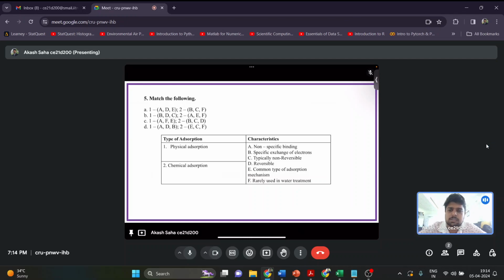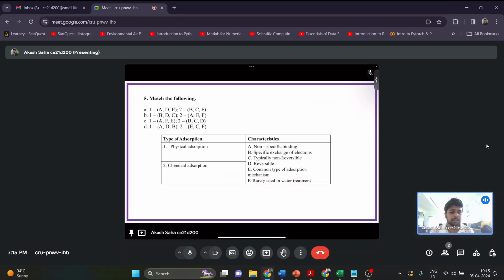So let's discuss the problem. If we see physical adsorption, basically it's a reversible type and there is non-specific binding, and it's very commonly used as an adsorption mechanism. So for physical adsorption, the correct characteristics will be option A, non-specific binding, option D, it's a reversible process, and option E, a common type of adsorption mechanism.